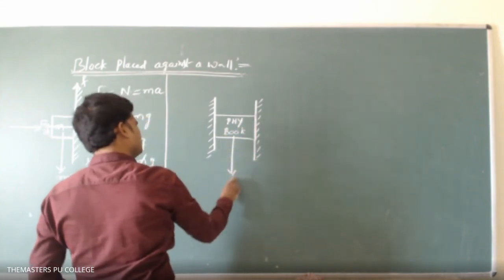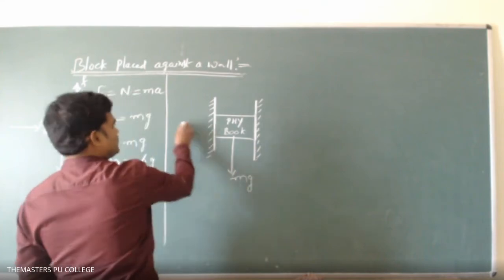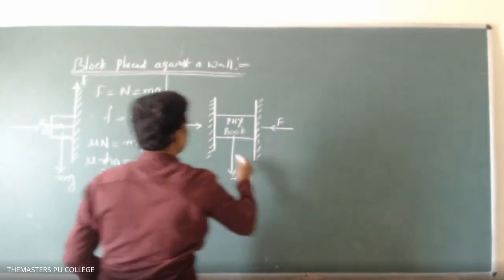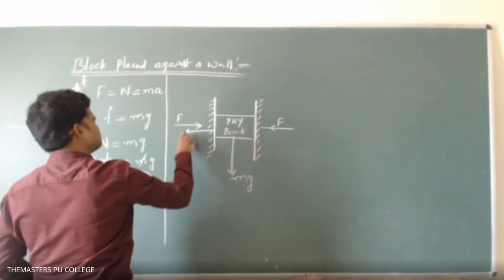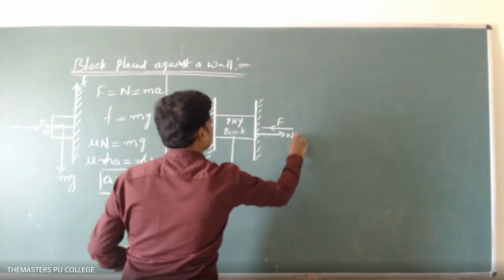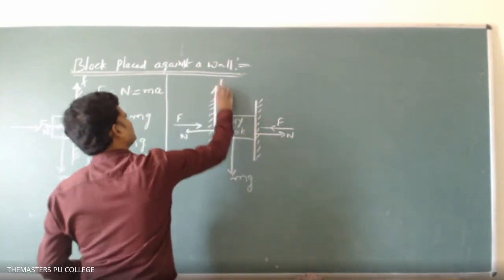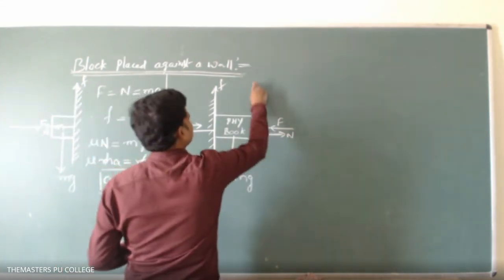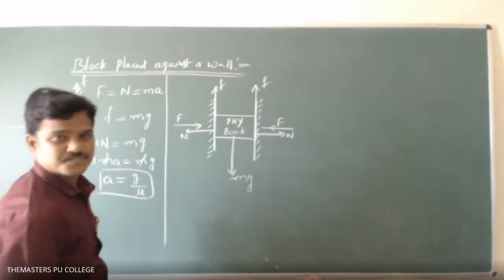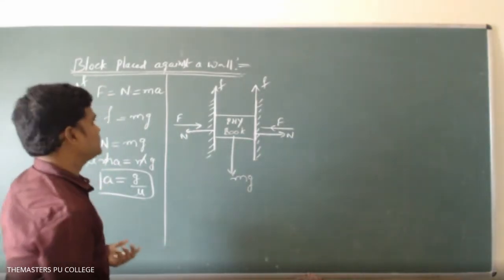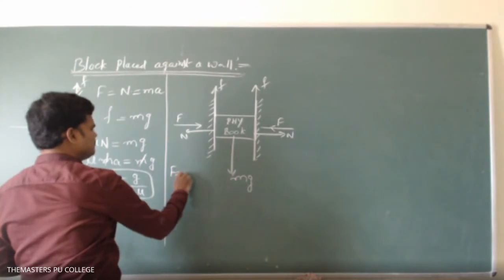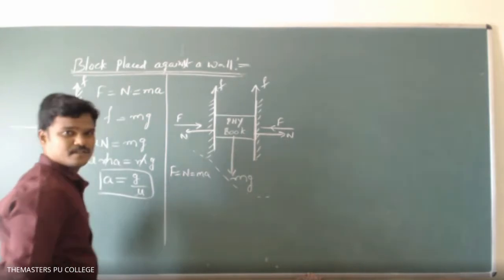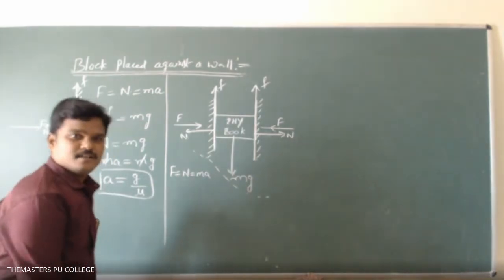Weight of the book is mg. And here I am applying force, here also I am applying force. And quite opposite to this, normal reaction. And what is this? Frictional force. What is this? Frictional force. What is F again here? F is balanced by N, that is balanced by ma.